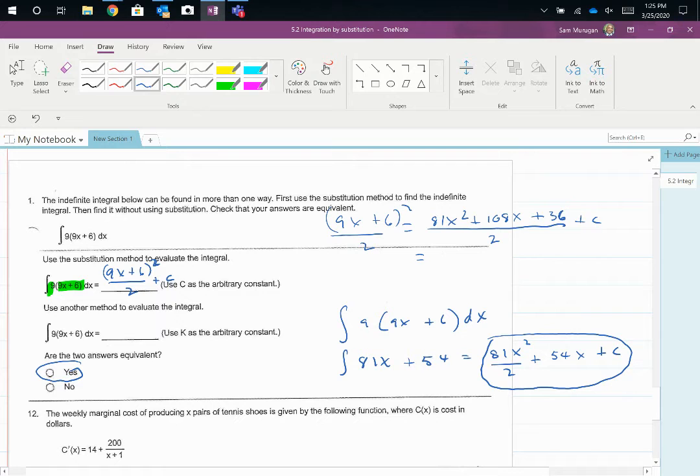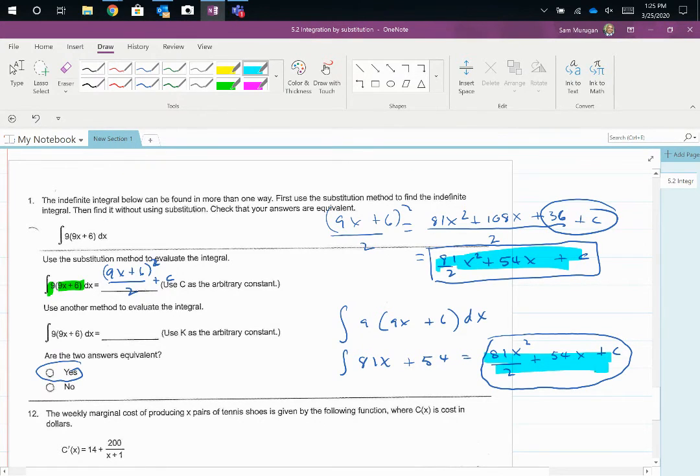And if we divide it by 2, that would become 81 over 2 x squared plus 54x. And then we would combine 36 plus c into a single constant. And that would show you that the two answers are pretty much the same thing, which is why they're equivalent.